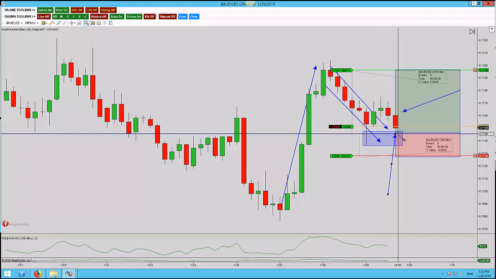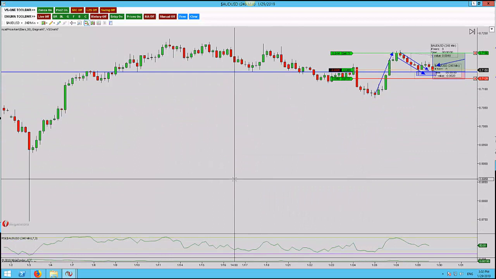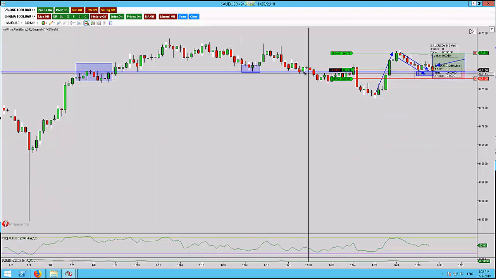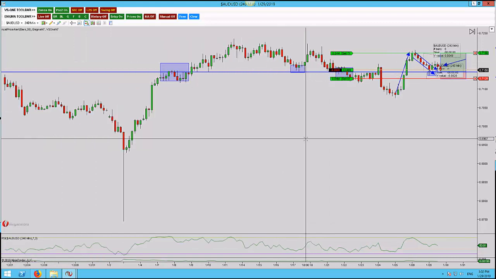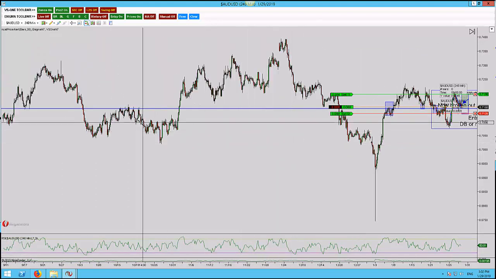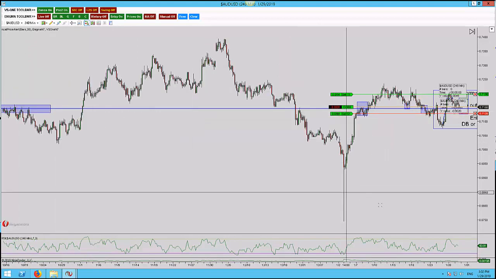back down. I do believe it can come a little bit lower. What you also want to look for is structure. Does this come in at structure? You can see we've got a nice level just here, here, and here as well. If we look further left, you can see we have a nice area here and here.